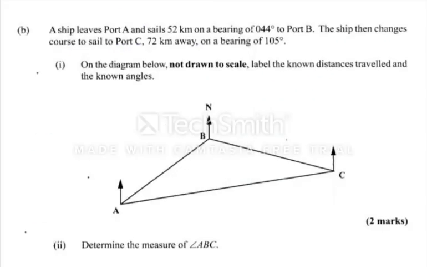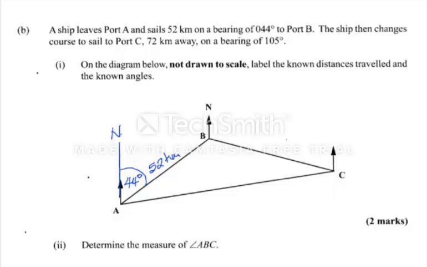All right, let's get to the B part of the question. This question is a bearing question, and it says a ship leaves port A and sails 52 kilometers on a bearing of 044 degrees to port B. So a ship leaves A, this is north, and sails on a bearing of 44 degrees. It sails a total of 52 kilometers on that bearing until it gets to the port B.